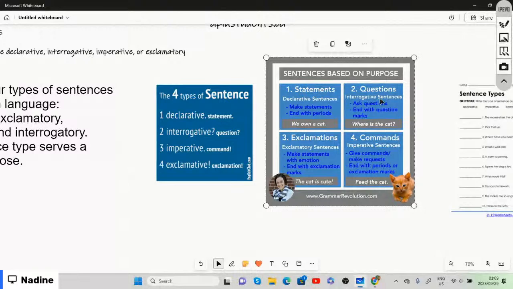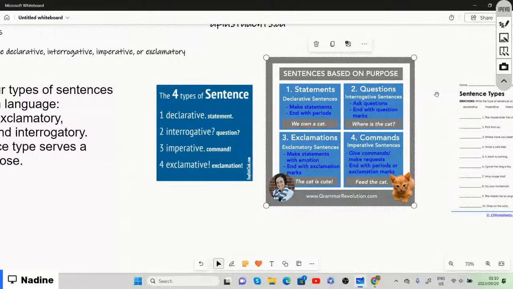And then we have an interrogative sentence. An interrogative sentence is questions that are being asked. And when it comes to questions being asked, these questions end in a question mark.